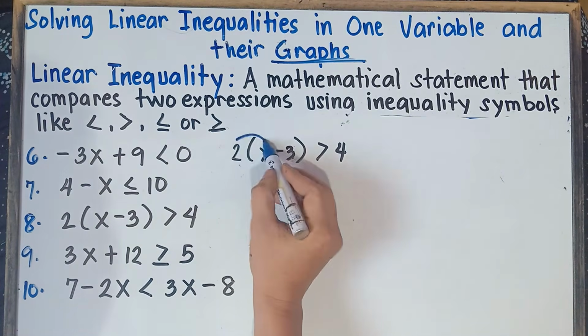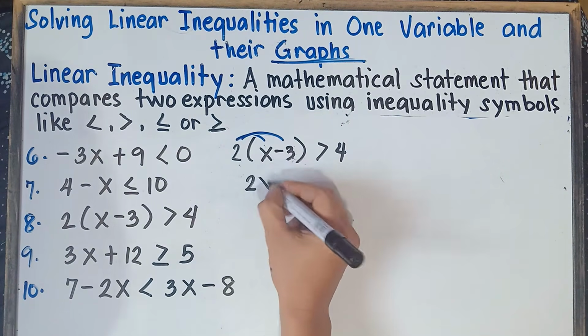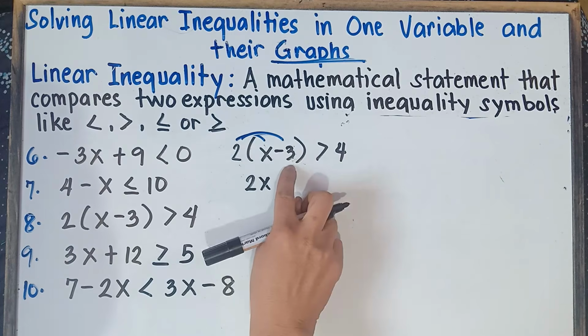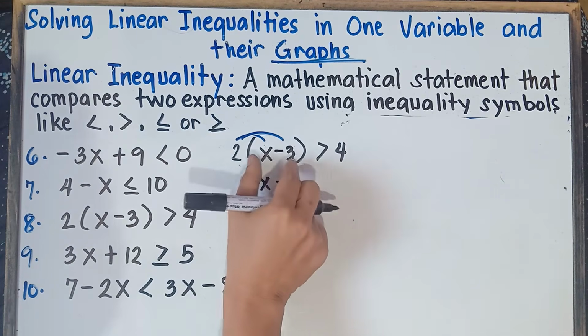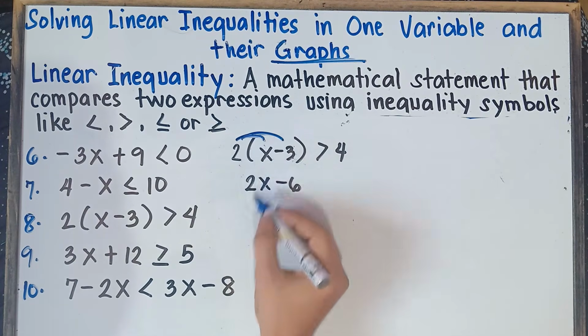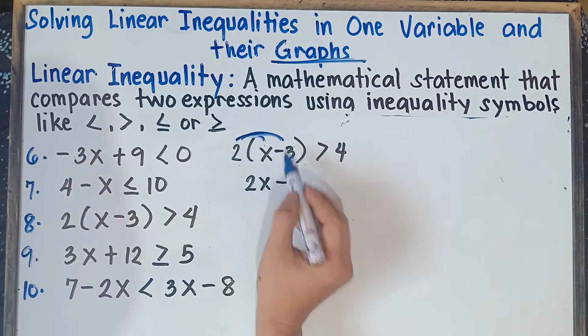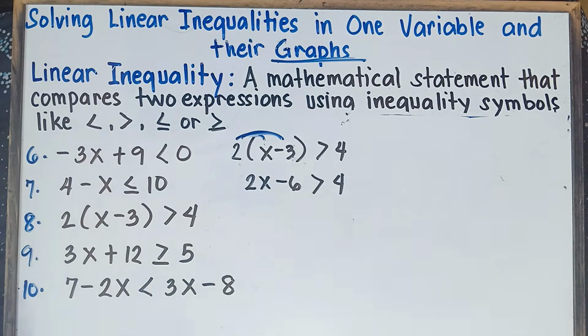You do the distributive property, you multiply this one. 2 times x, that would be 2x. And then 2 times negative 3, that would be negative 6. Once again, class, we need to do the distributive property because this is a binomial. So 2 times x is 2x, and 2 times negative 3 is negative 6, is greater than 4.